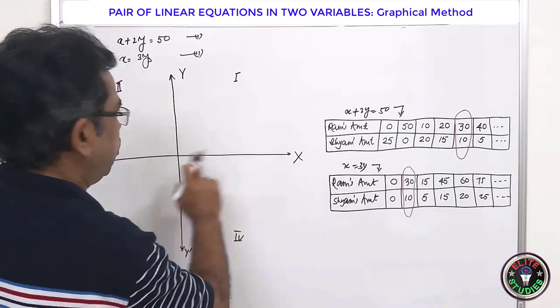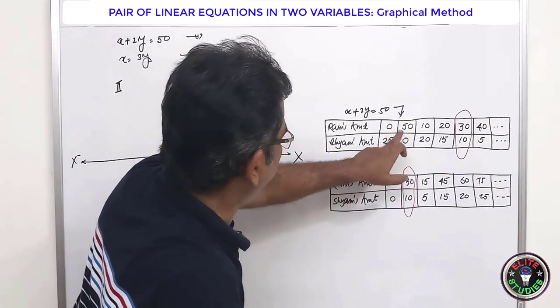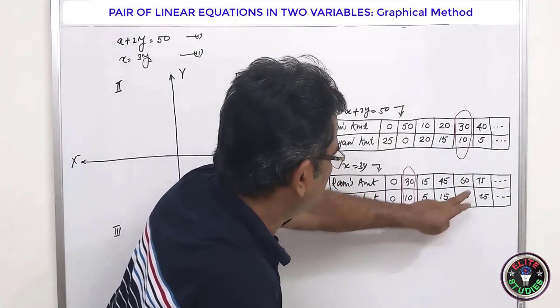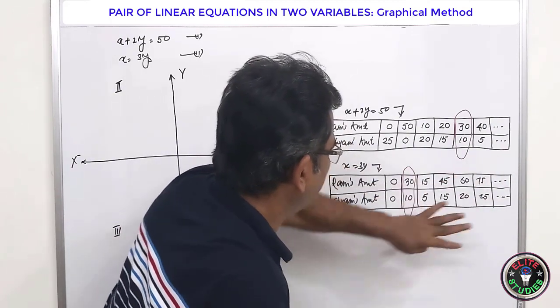Now, how to plot these things? We have to scale it. Now, what is the maximum point? It can go to 50, here it can go to 60 or 75. You will see Ram's amount can go up to 75. So, how to do it?